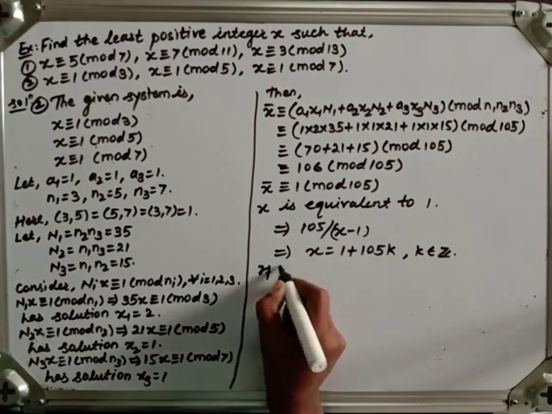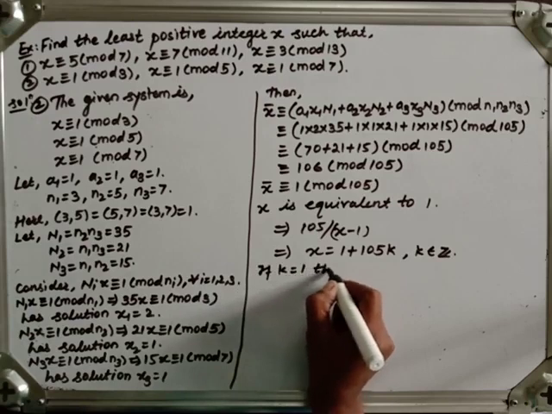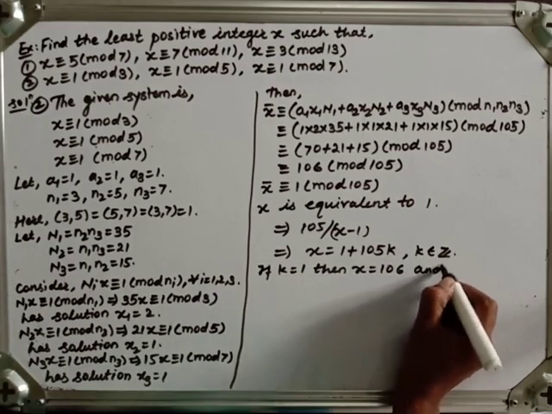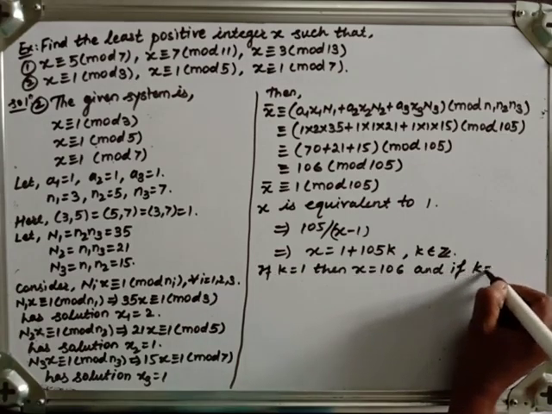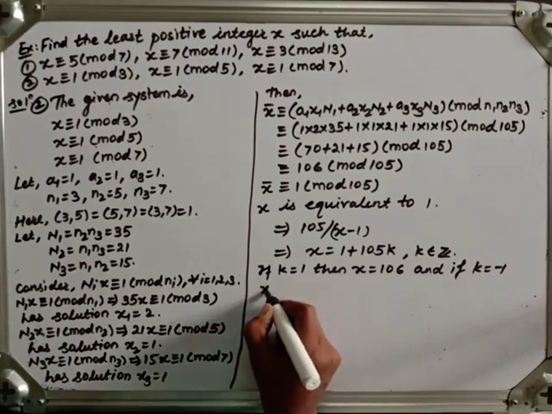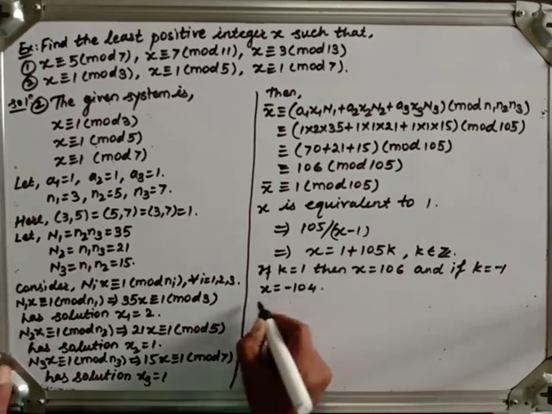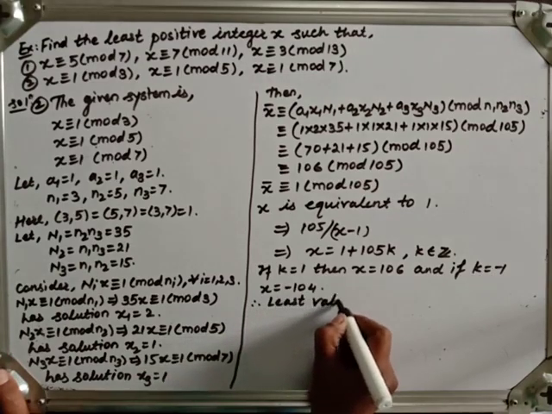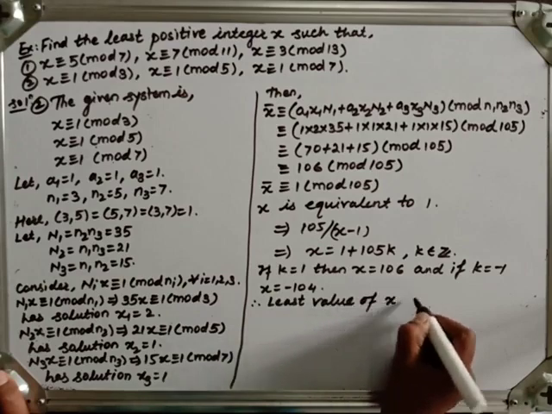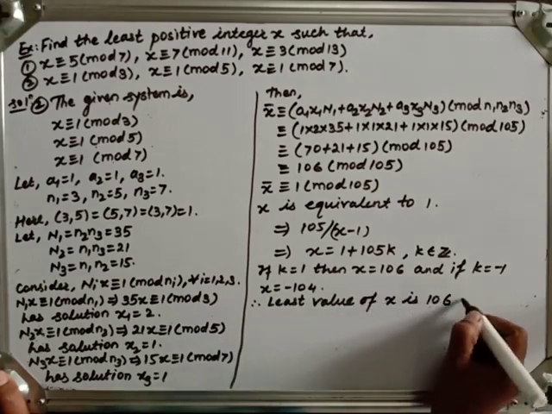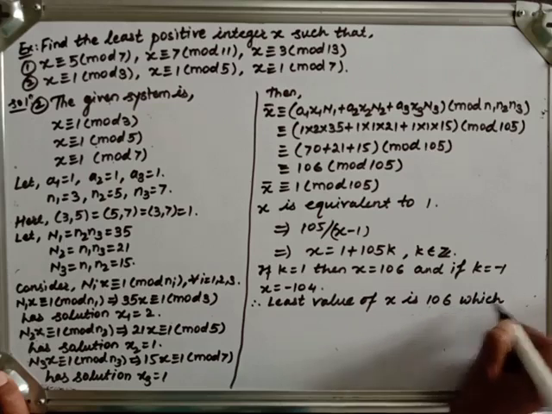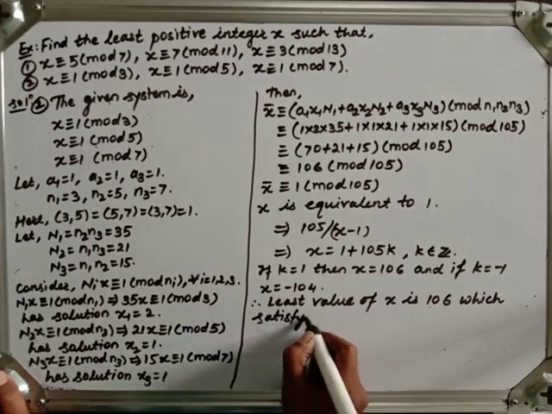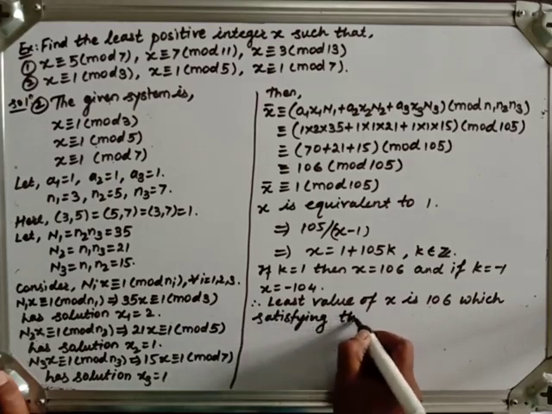If k equal to 1, then x equal to how much? 106. And if k equal to minus 1, x equal to minus 104. Therefore, the least positive value of x is 1, which satisfies the given system.